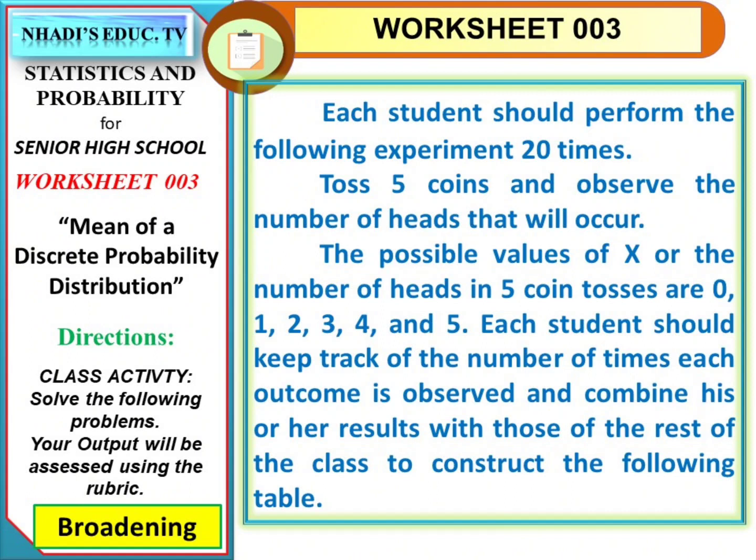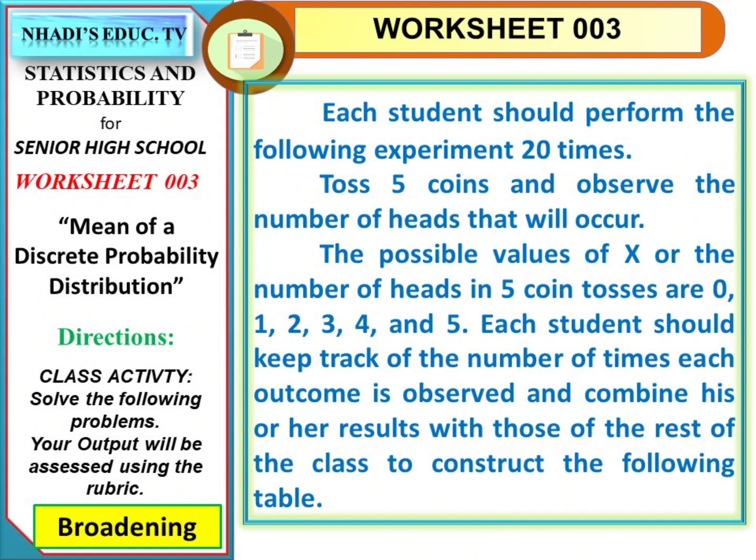So here, the directions. This is a class activity for the whole class. Solve the problems. Your output will be assessed using the rubrics. So at the end, you will be assessed using the rubrics for the class. Each student should perform the following experiment 20 times. Toss 5 coins and observe the number of heads that will occur.